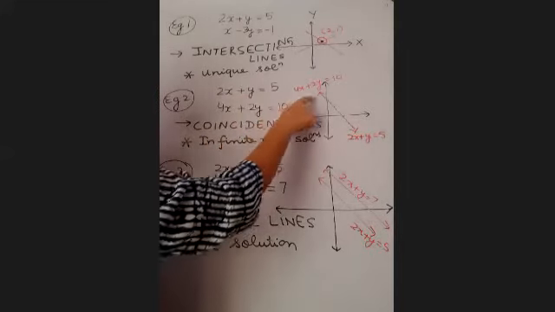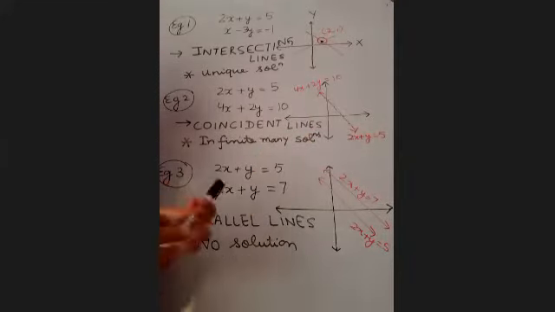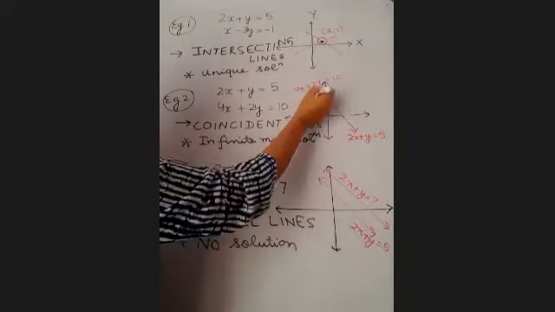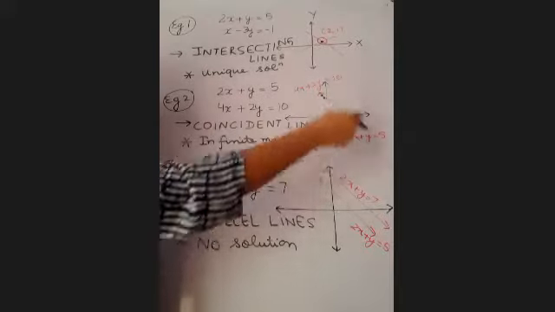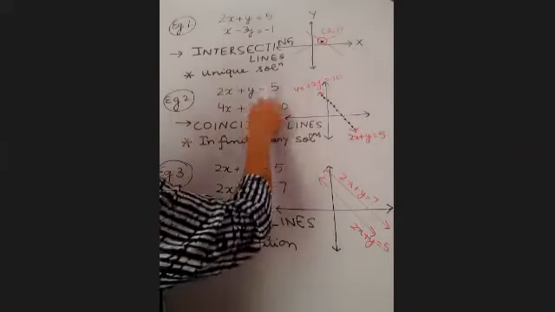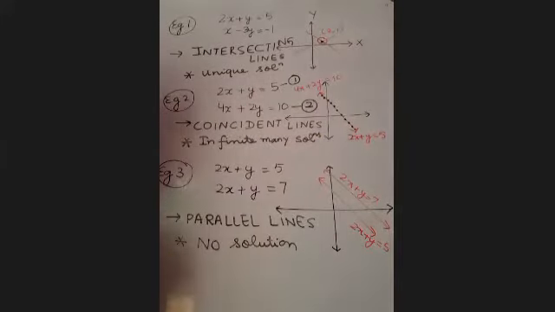Then in another case, 2x + y = 5 and 4x + 2y = 10, we notice that both the lines are coincident. They are falling one over the other. One line is falling exactly over the other, so all the points are points of intersection. They are meeting at infinite points. And when the lines are meeting at infinite points, we say that the lines are giving us infinitely many solutions, because whatever is the solution of equation 1 will be the solution of equation 2 and vice versa. So lines are coincident and solutions are infinitely many.